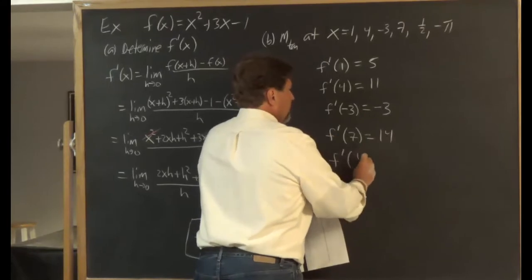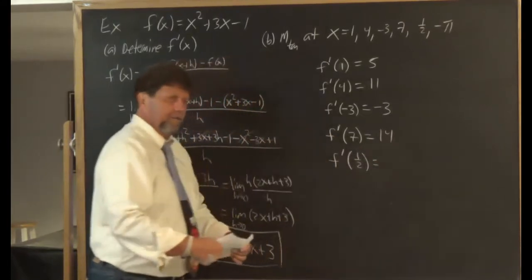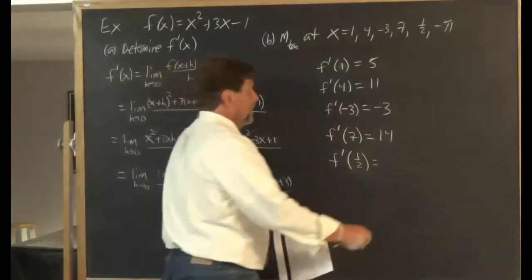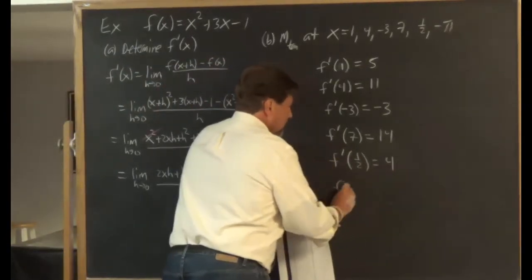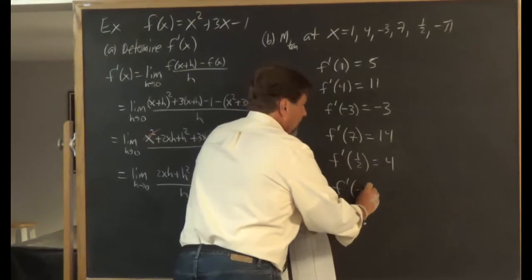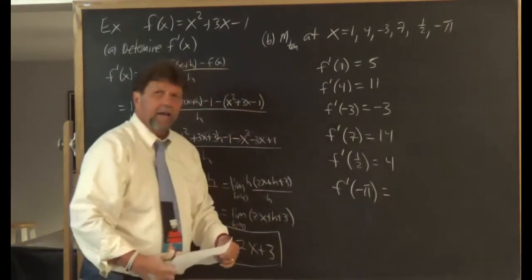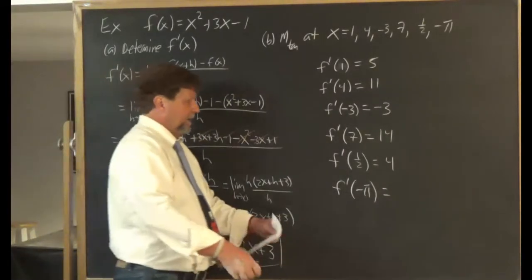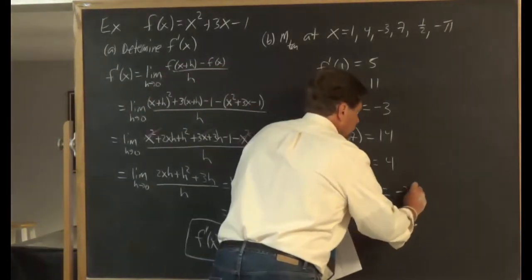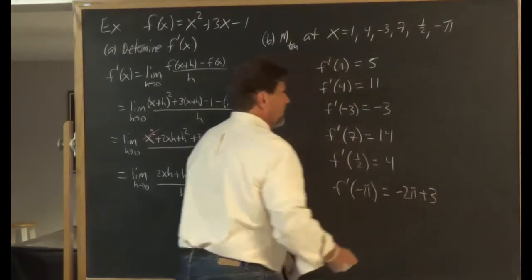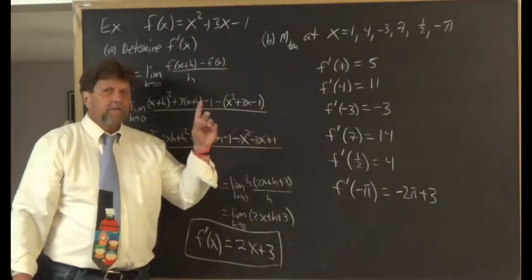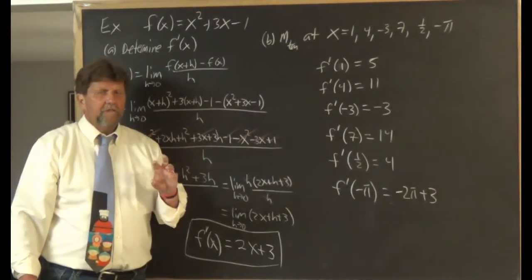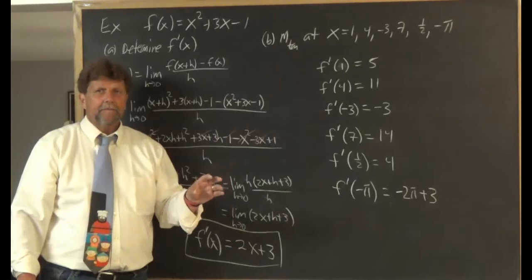The slope of the tangent line when x is 1/2. Well, evaluate the derivative at 1/2, and you get 4. I mean, what's the slope of the tangent line at an x value of negative pi? Just evaluate the derivative at negative pi, and you get negative 2 pi plus 3. That is very quick and efficient to now compute slopes of tangent lines for any value of x.